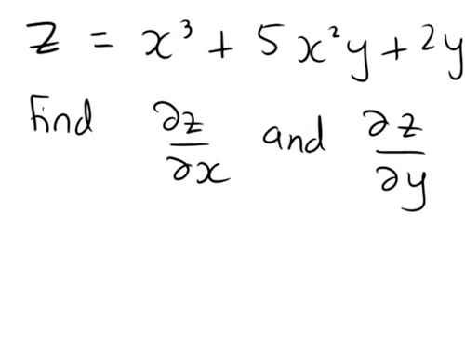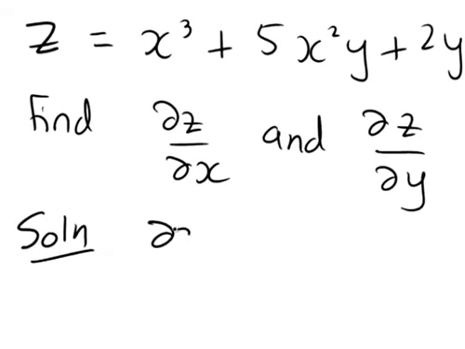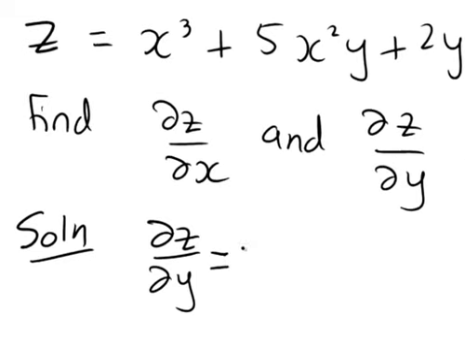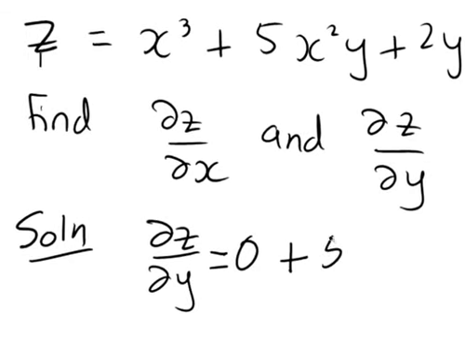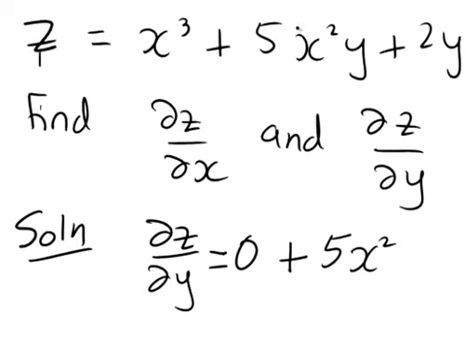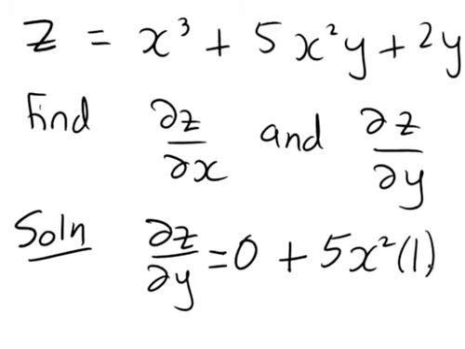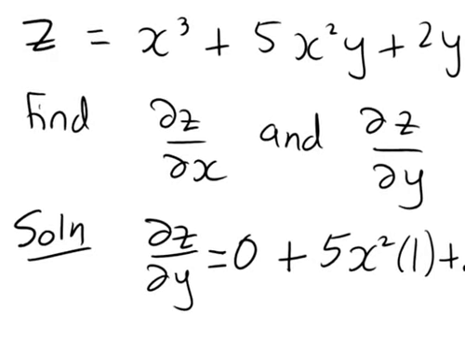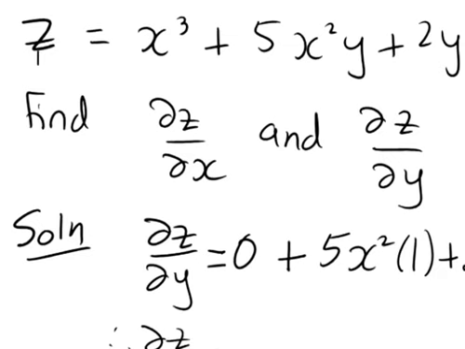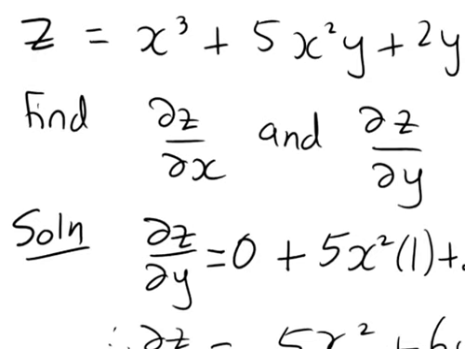So now let's consider ∂z/∂y, the partial derivative of z with respect to y. And here x terms will be held constant. So therefore x cubed is treated just as a constant, and the derivative of a constant is 0. 5x squared times y, that means it's going to be the derivative of y multiplied by 5x squared, which is now all treated as a constant, and the derivative of y is just 1. And 2y cubed, that's going to become 2 multiplied by 3y squared, using our laws of standard derivatives. And therefore, simplifying that down, ∂z/∂y will now just be 5x squared plus 6y squared.